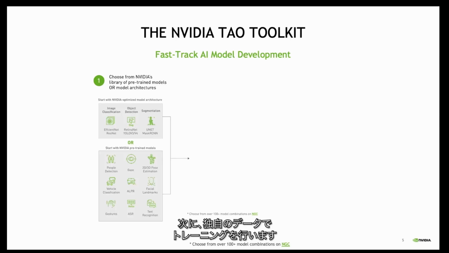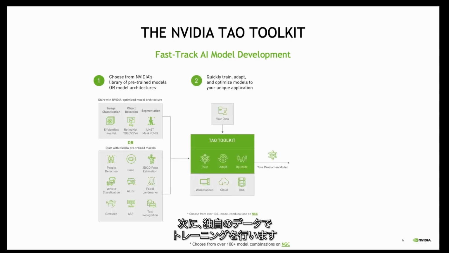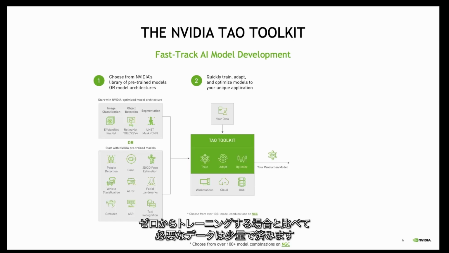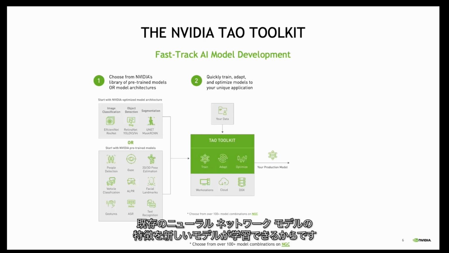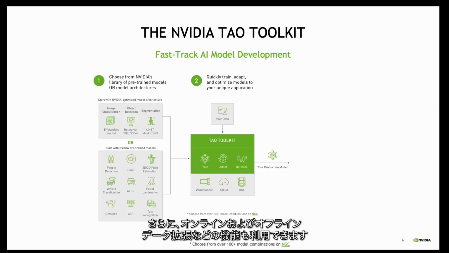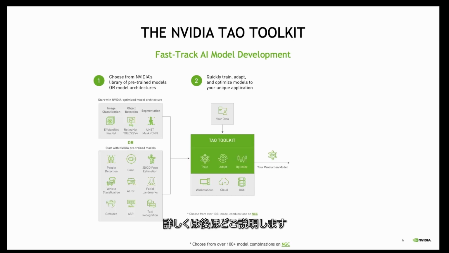In the second step, you bring your own data to train with the TAO Toolkit. Now, compared to training from scratch, you only need a fraction of the data here. Well, what's the reason for that? Again, the TAO Toolkit has transfer learning built into it, where essentially you train the features from an existing neural network model to a new one. Not only that, there are other features such as online and offline data augmentation, something that Chintan will cover later on in this talk.